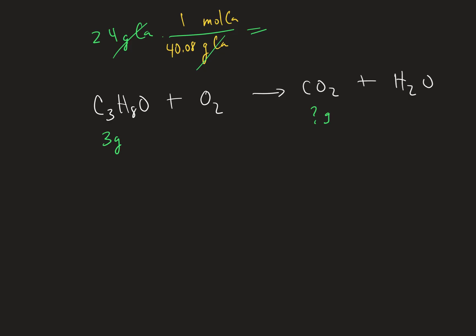Okay, what coefficient goes in front of CO2? Or are we not there yet? 3. Okay, put a 3 there because there's 3 over here. Perfect. There's 8 hydrogens, so what coefficient goes in front of H2O? 4. Okay, now let's count the oxygens. How many here? 6. How many here? That's a total of 10.